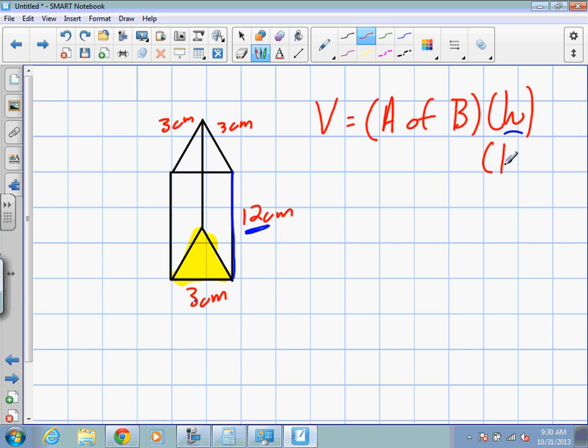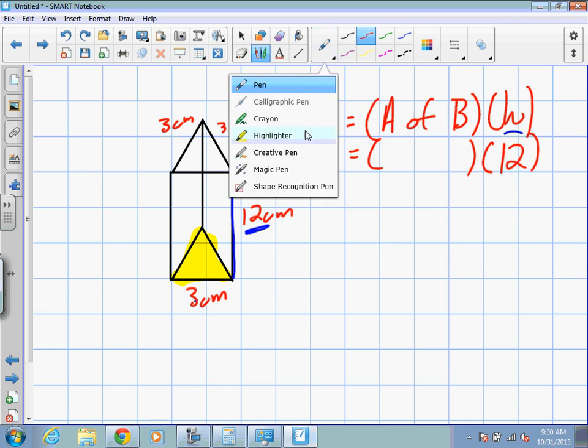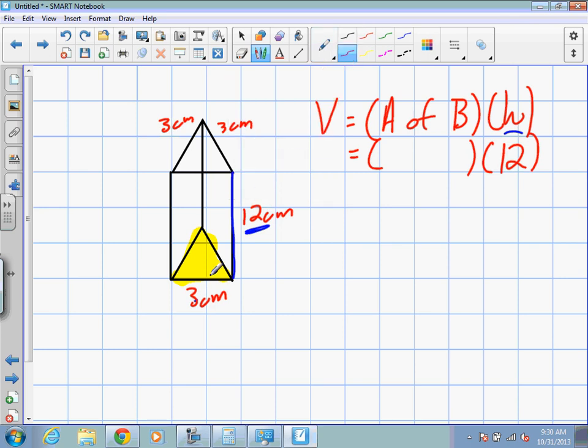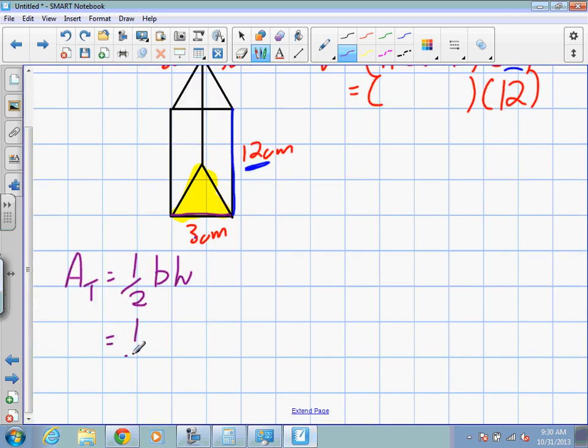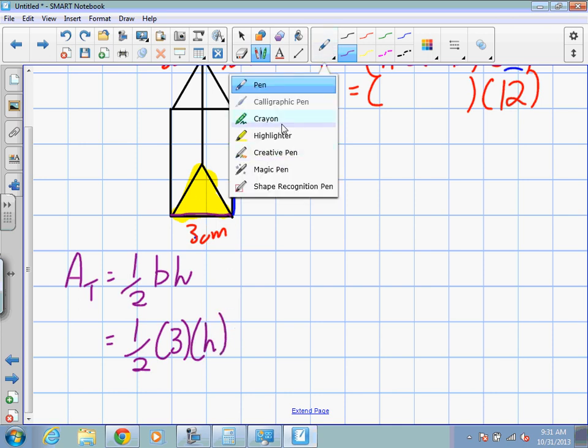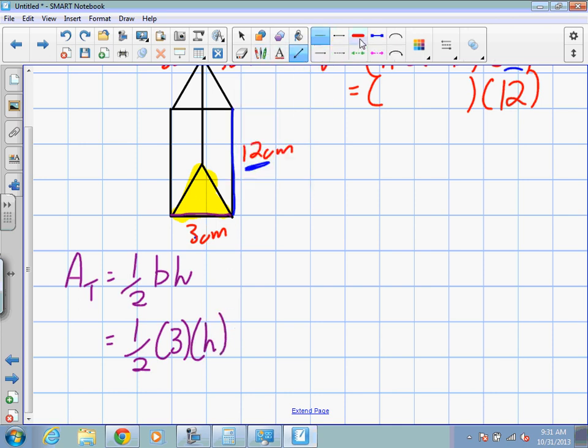Now the area of the base is what we have to find out. And how do we find the area of a triangle? Half times base times height. Now, we have the base of this triangle. We know it's 3. So we have a half times 3. What is the height of this triangle? Definitely not 12. It's an unknown factor, the height of this triangle.